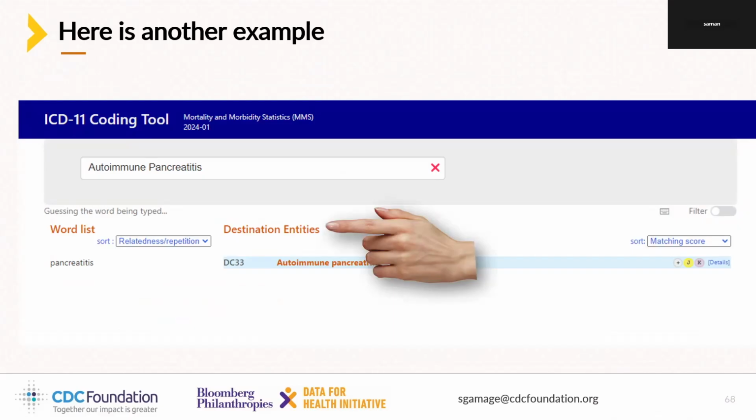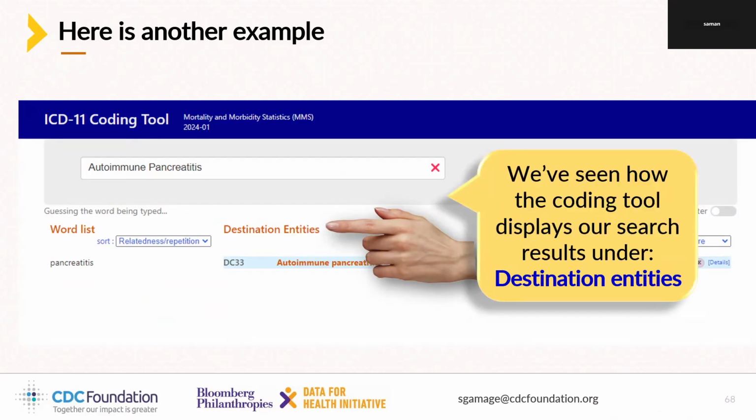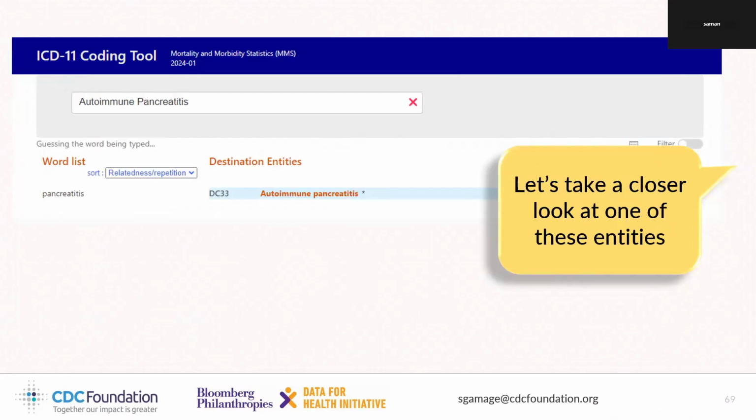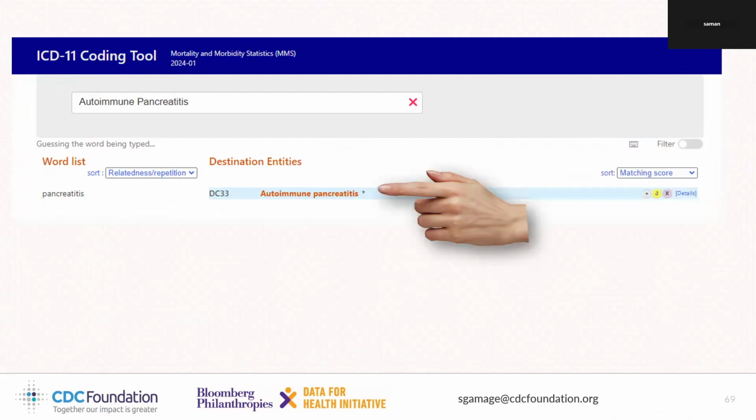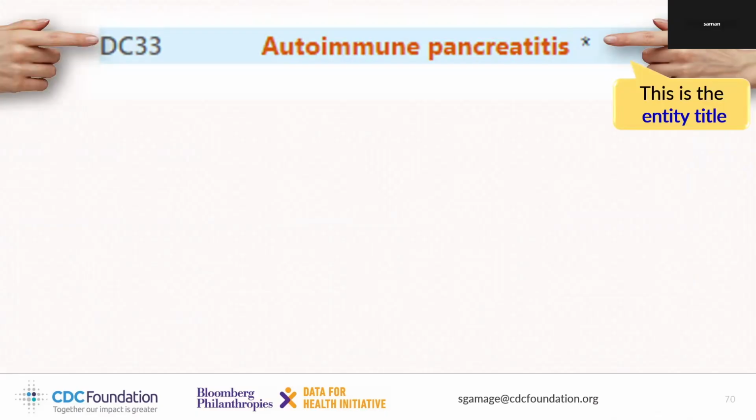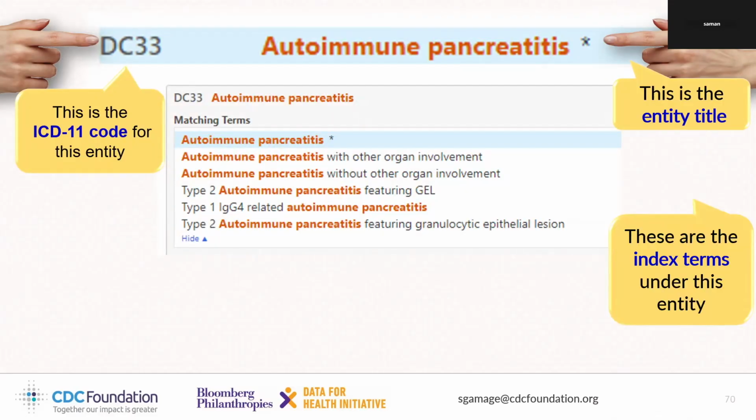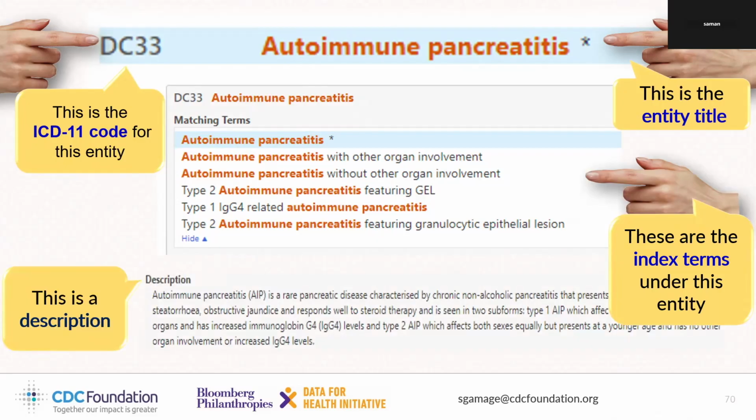Here is another example, autoimmune pancreatitis. We have seen how the coding tool displays our search results under destination entities. Autoimmune pancreatitis appears as a blue highlighted stem code. Let's take a closer look at one of these entities, autoimmune pancreatitis, DC33. Here is the entity title, and this is the ICD-11 code for this entity. Then there are matching terms, and these are the index terms under this entity: autoimmune pancreatitis with other organ involvement, without other organ involvement, type 2 autoimmune pancreatitis featuring GEL. And here is a description.